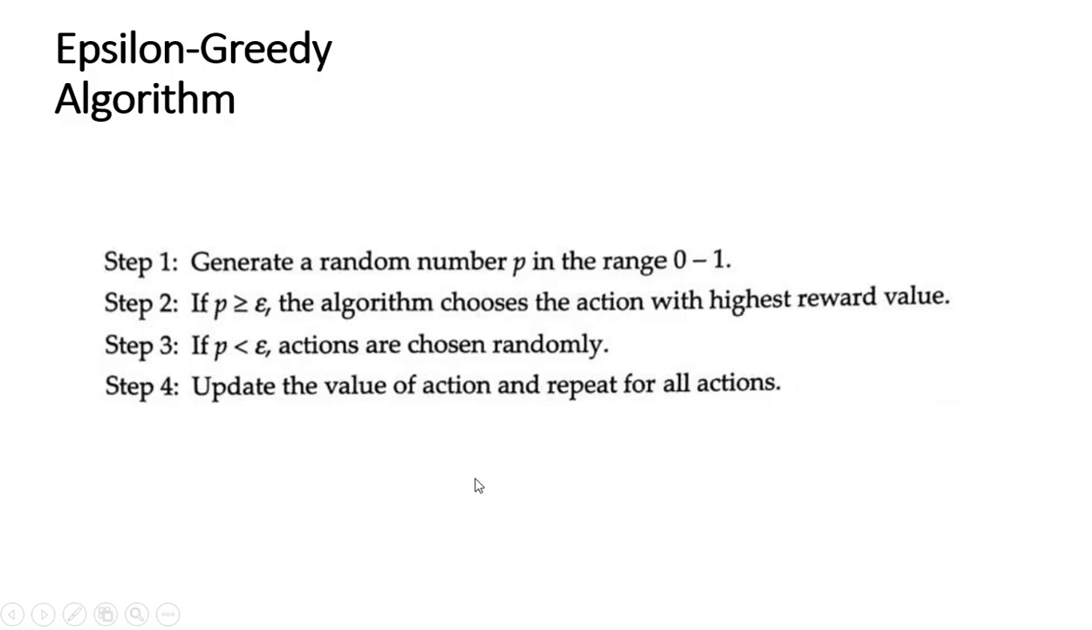So let's look into the algorithm. Let's generate a random number p in the range of 0 to 1. Suppose the p value is 0.7, and I will choose the epsilon value as 0.5. If 0.7 is greater than or equal to 0.5, then the algorithm chooses the action with the highest reward. If p is less than 0.5, then it will choose other actions randomly. So basically, based upon the epsilon value, you choose your actions and you repeat your actions.